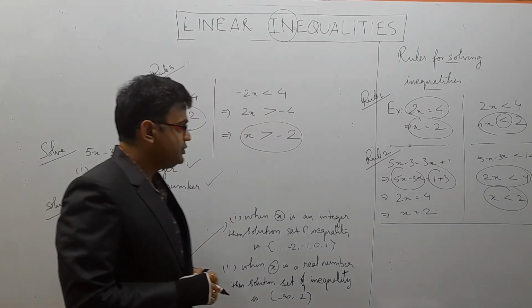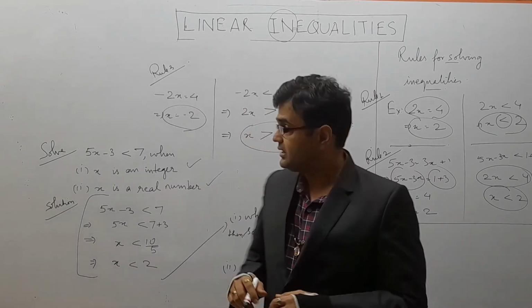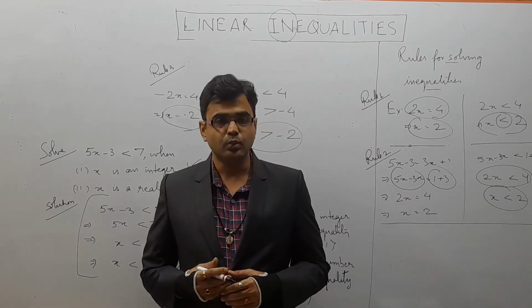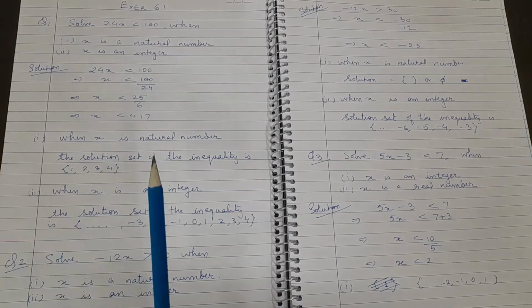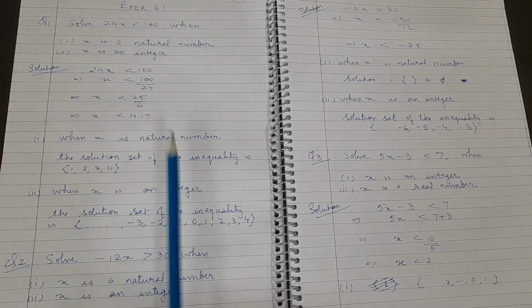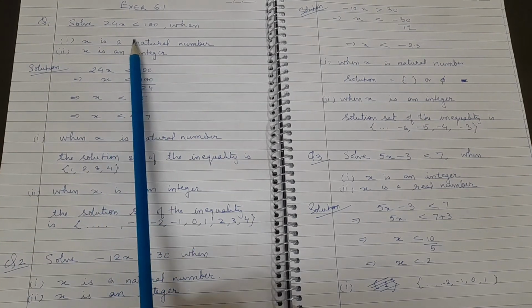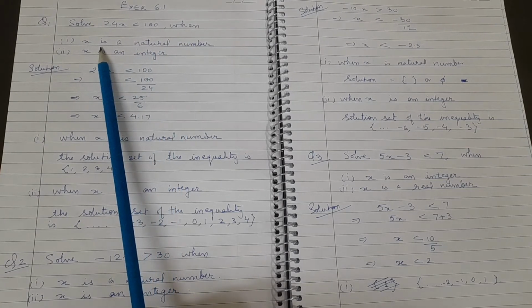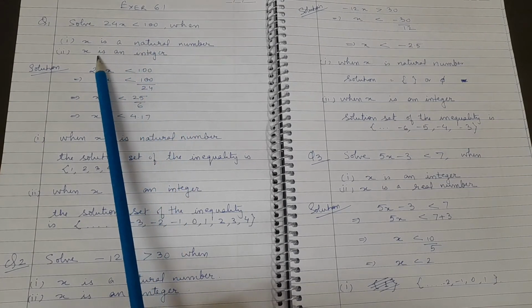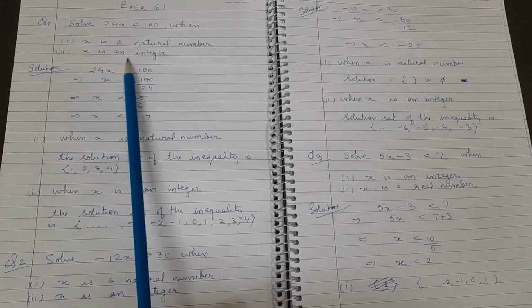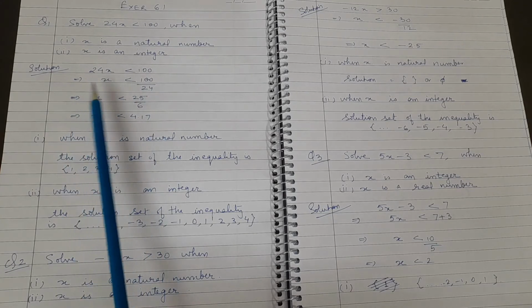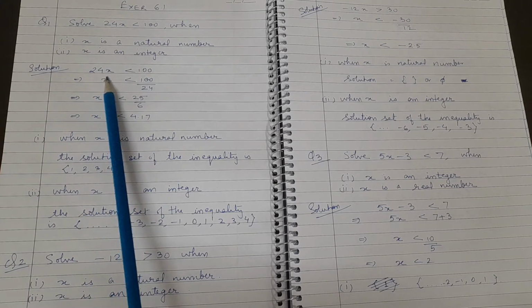So this is how we solve these questions, and now we'll solve other questions of exercise 6.1. Let's solve the questions of exercise 6.1. Question number 1. Solve 24x is less than 100 when the first condition is x is a natural number, and the second condition is x is an integer. Let's first solve the inequality and then we will come to these cases. The inequality is 24x is less than 100.